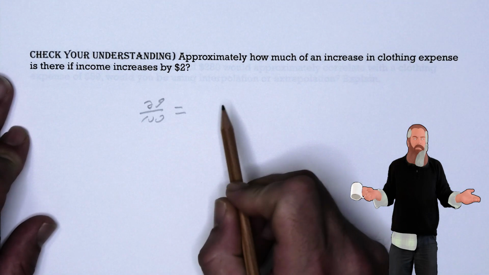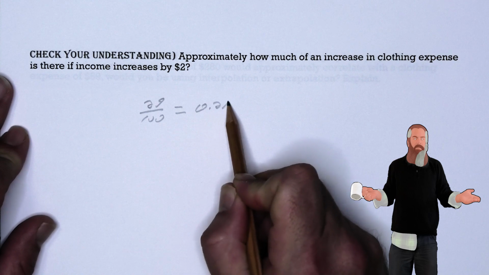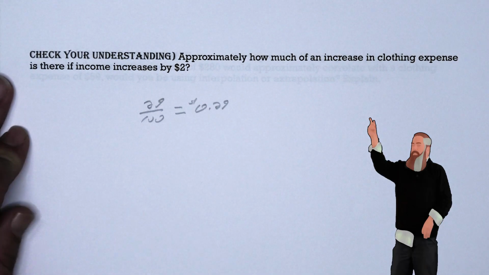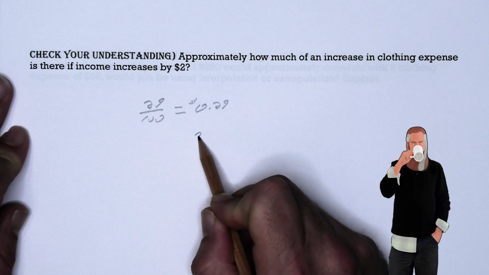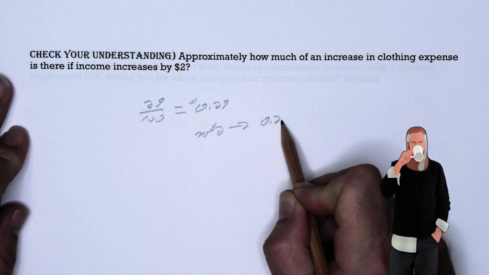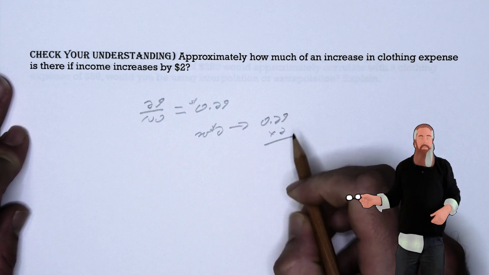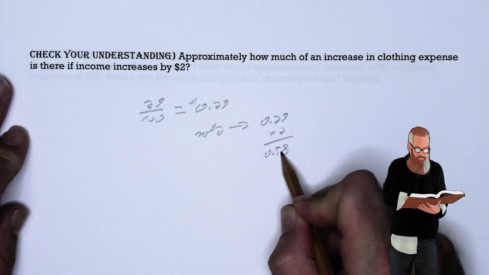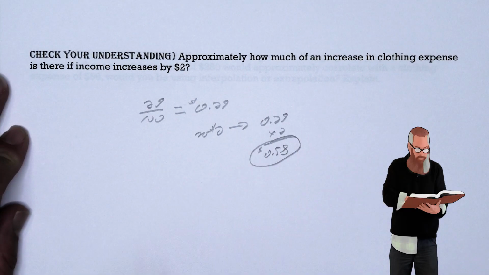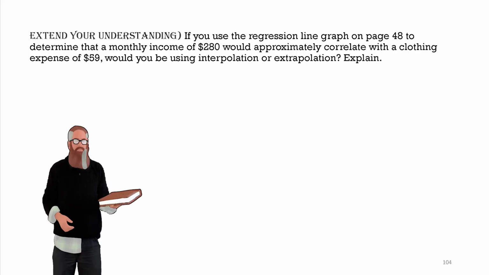So 29 over 100 is a 29 cents increase per dollar. So $2 will result in 29 cents times 2, or approximately 58 cents more in spending. Let's extend our understanding further.